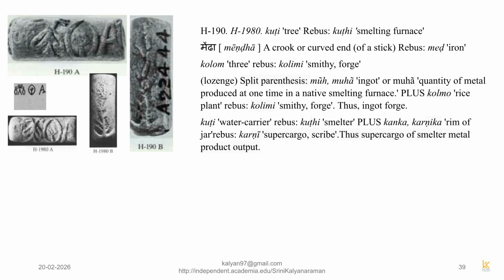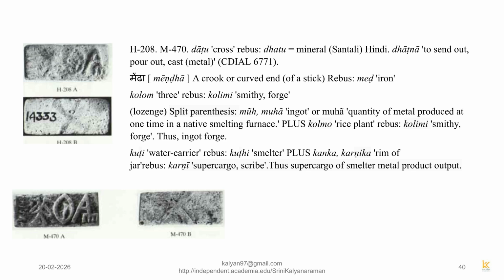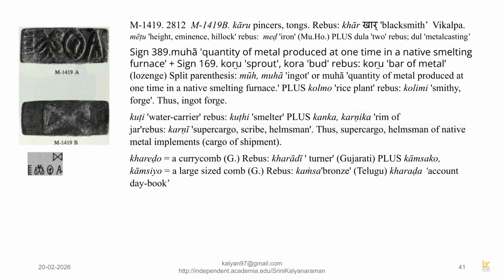H160 describes iron implements, bronze, and ingot forge output, along with a flag for ingot, overseen by a supercargo. H189 features an anchor symbol, along with signs for iron, bronze, and ingots from the forge, managed by the supercargo. H190 and H1980 relate to iron and ingots from the smelting furnace and forge, with the supercargo managing the metal product output.